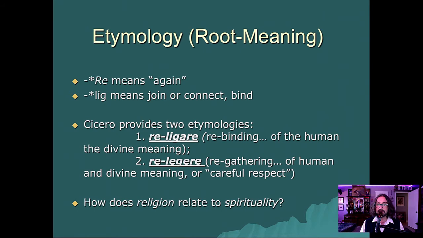One is religare, from lig, which is a binding of the human and the divine, and the other is religere, from legere, which is gathering of the human and the divine, or careful respect. Notice how even in the two competing etymologies of the term religion, there is significant divergence in our understanding of what a religion is, how it functions, and what it does.